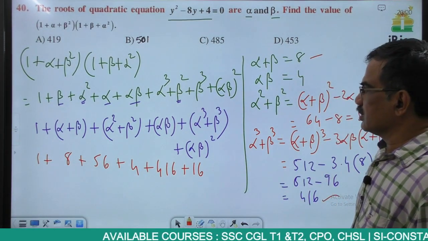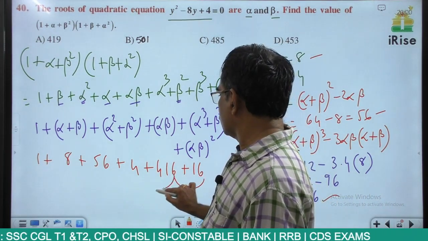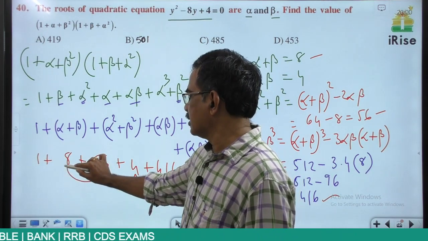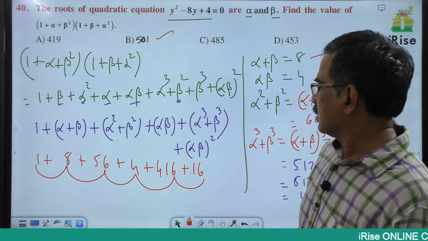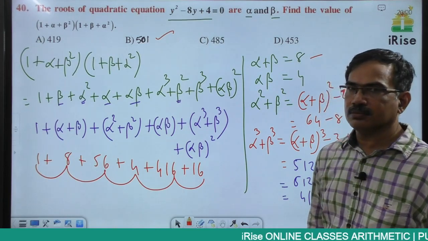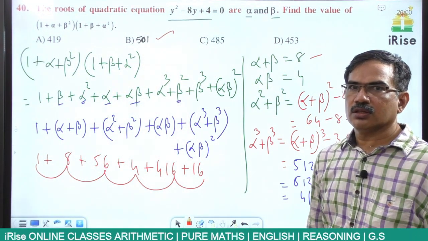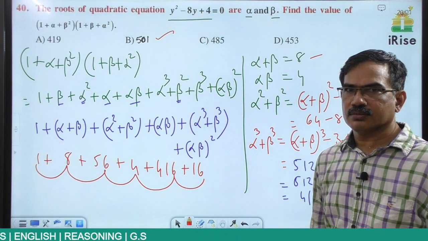Here units places are different. I want to find the units place. 6 plus 6 12, 2 plus 4 6, 6 plus 6 12, 2, 2 plus 8 10, 0 plus 1 is 1. So units place is 1. So answer is 501. Answer is 501. So this is about the questions related to quadratic equations. Okay.